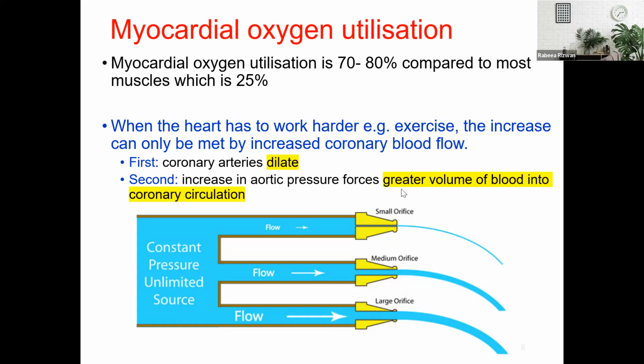And secondly, the volume of blood is also increased by increasing the aortic pressure to provide good coronary circulation. So this picture gives you an example of how the blood flow is regulated by narrowing the lumen and dilating the lumen of an artery.